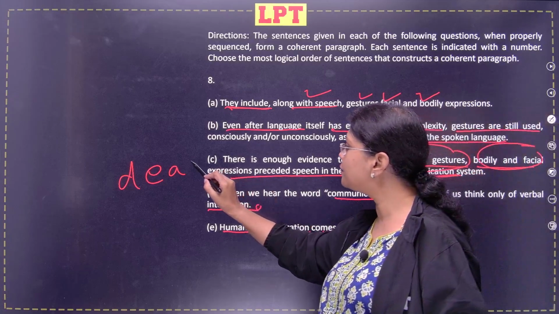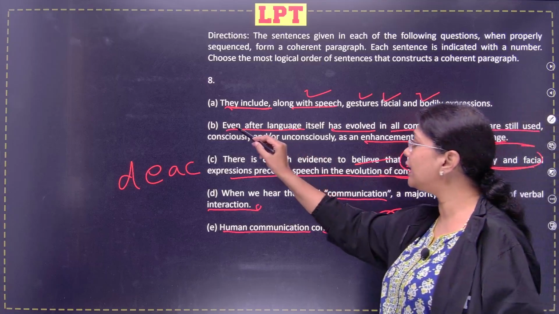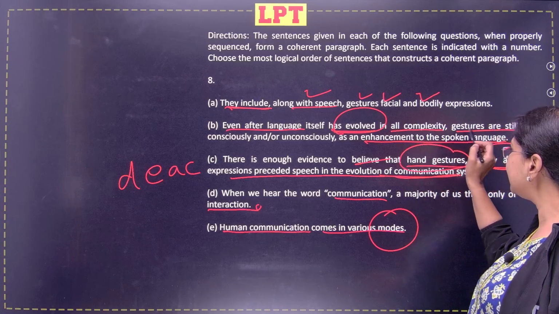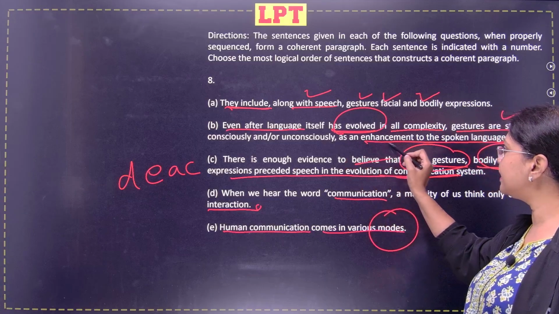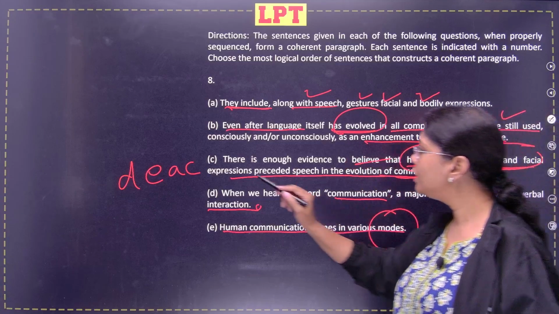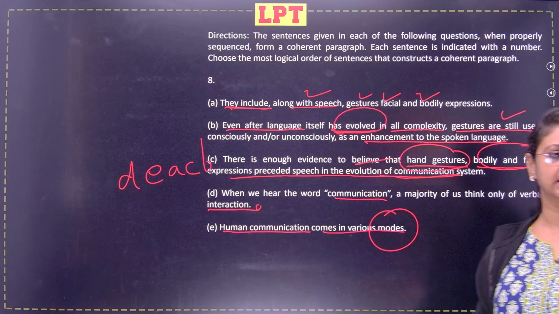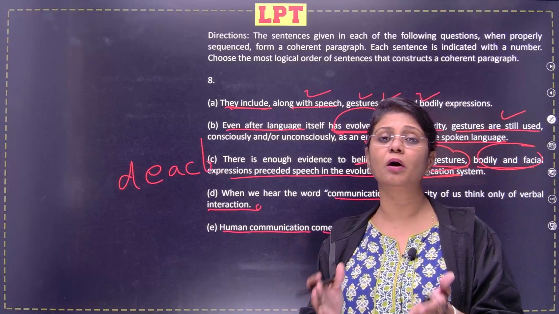So D comes next, and then you will wind up by saying even after language itself has evolved in all complexity, gestures are still used consciously and unconsciously as an enhancement to the spoken language. So you have D, E, A, C, B as the sequence. Now this was not a very difficult question, something which was of a moderate range.